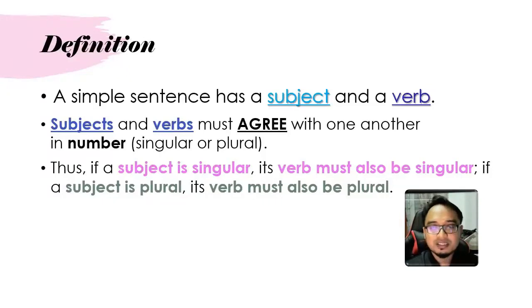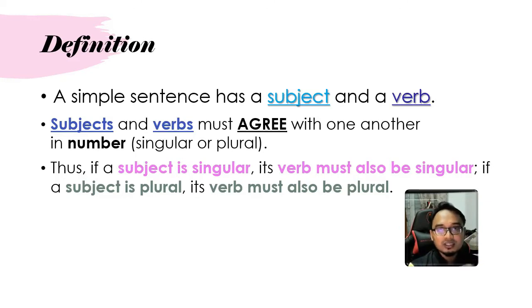Okay, this is the definition for subject-verb agreement. We need to know what subject-verb agreement is. First, a simple sentence has a subject and a verb. A basic sentence means the sentence has meaning when we write or say it. So that is what we call a simple sentence. It contains a subject and a verb. The subject will be at the beginning of the sentence, at the front, and the verb will follow it.